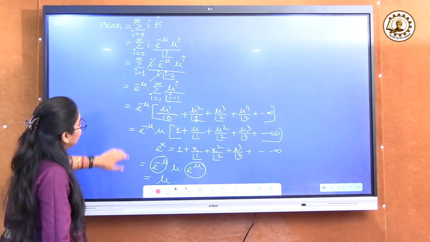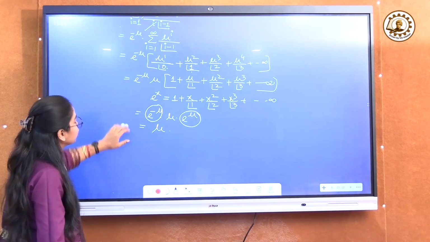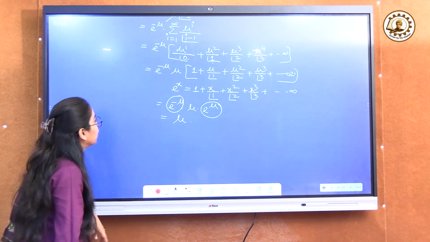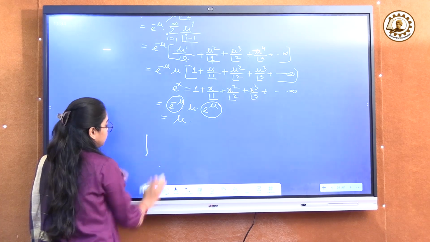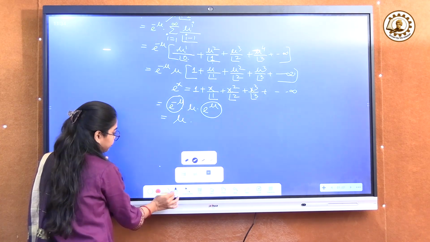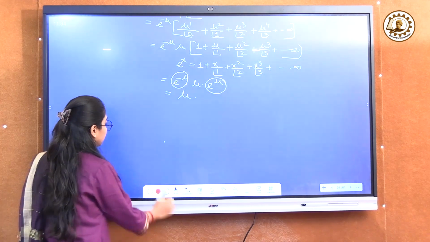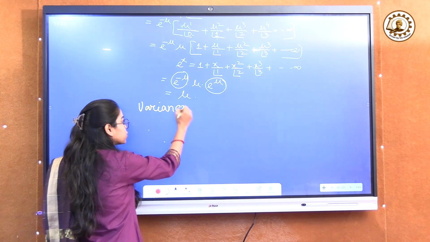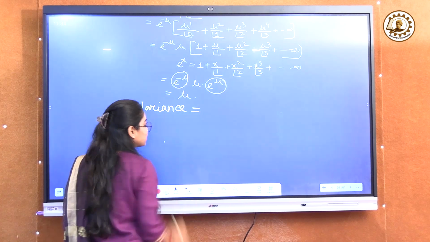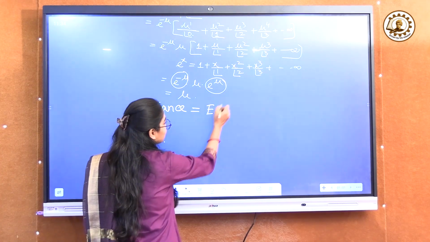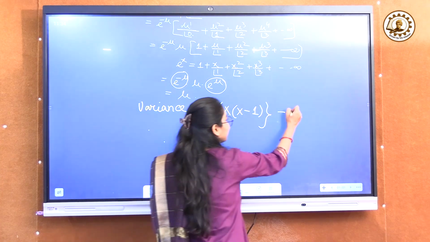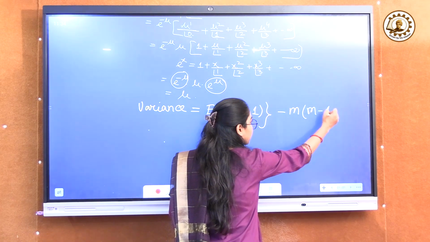So in this way we can prove that in Poisson distribution the value of mean will be mu. Now we will prove the value of the variance. First, what is the formula of variance of x in discrete distribution? The formula of variance of x is expectation of x into x minus 1 minus m into m minus 1.